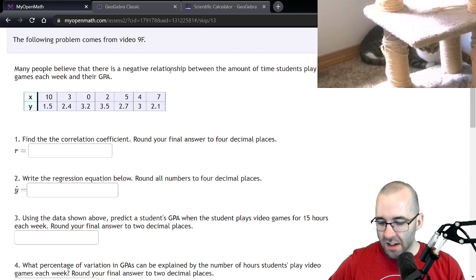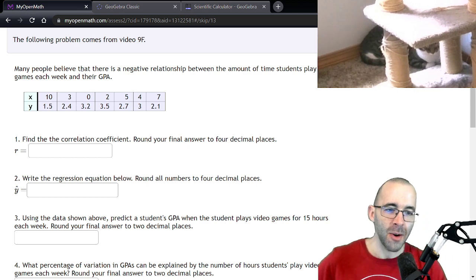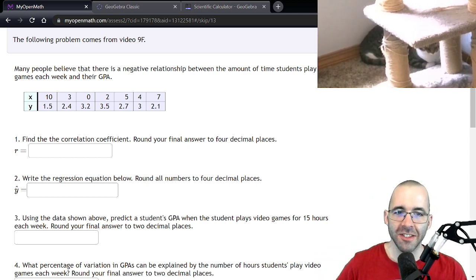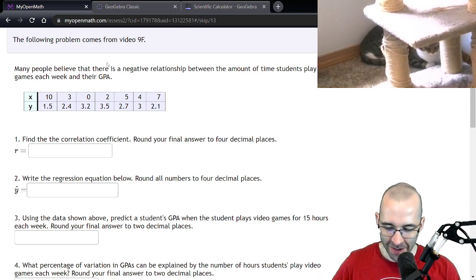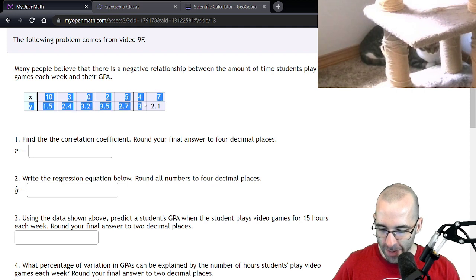Many people believe that there's a negative relationship between the amount of time students play video games each week and their GPA. I was probably an outlier if we look at this graph. Played a lot of video games in college. All right, so I am assuming that it doesn't tell us here, but I'm assuming this is the hours of video games played each week, and this is going to be their GPA.